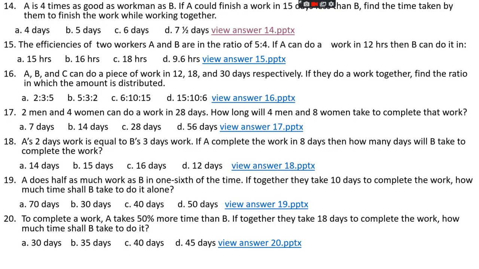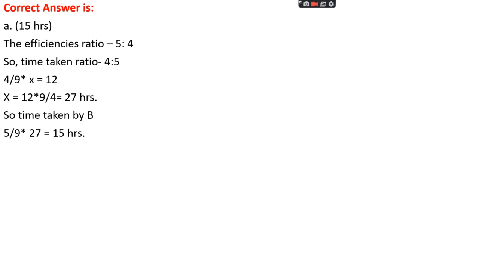Question number 15. The efficiency of two workers A and B are in the ratio of 5 is to 4. If A can do a work in 12 hours, then B can do it in: option A 15 hours, option B 16 hours, option C 18 hours, option D 9.6 hours. The right answer is option A, that's 15 hours. The efficiency ratio is 5 is to 4. We already know that efficiency ratio is inversely proportional to the time taken ratio. So the time taken ratio is 4 is to 5.